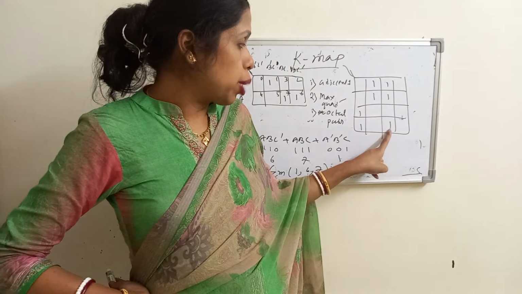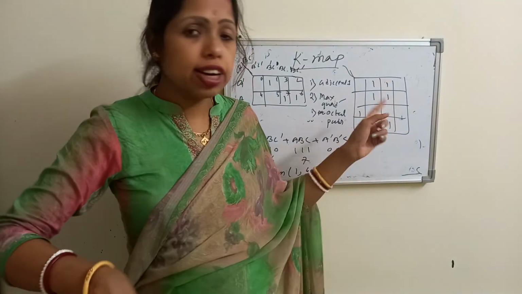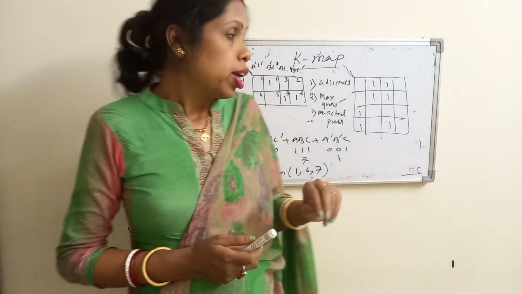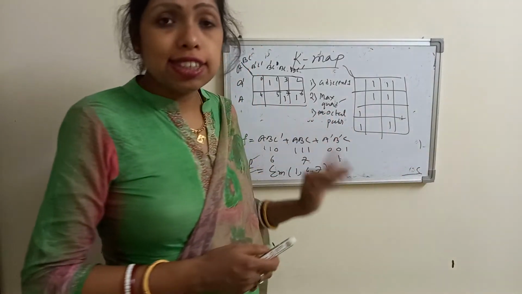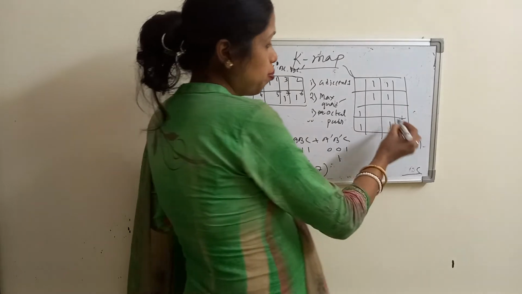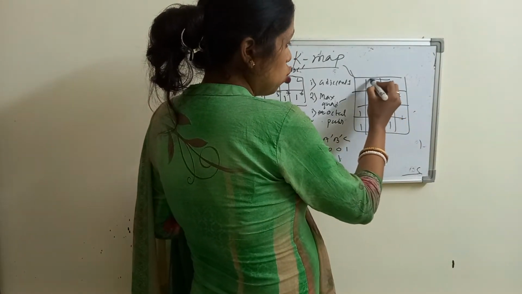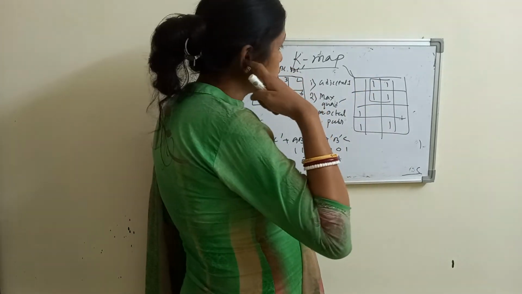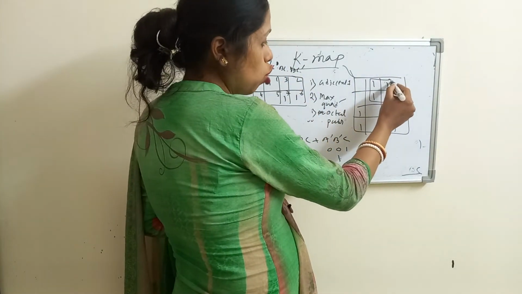If you have a separate one, that will also create an individual group. Suppose I choose adjacent ones. Suppose you have a one, so here you can see, octal is not possible because no adjacent 8 ones are there. Octal is not possible.